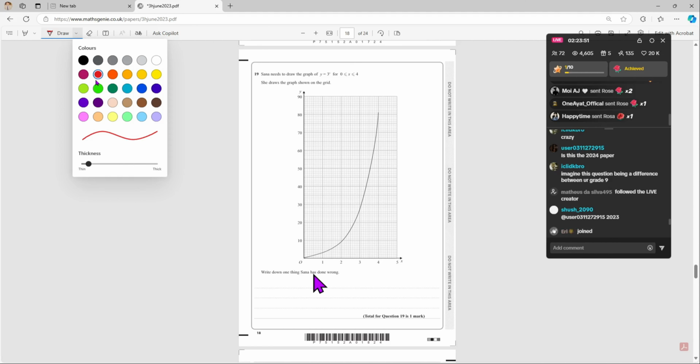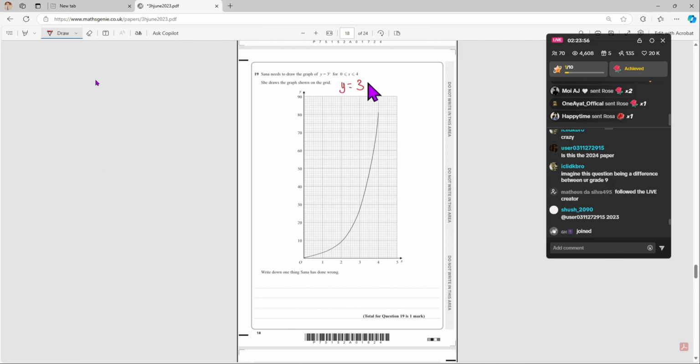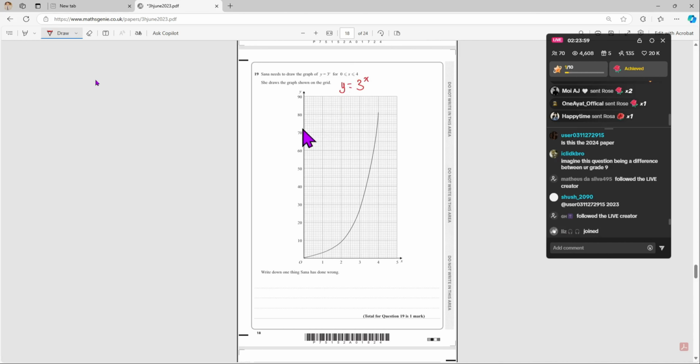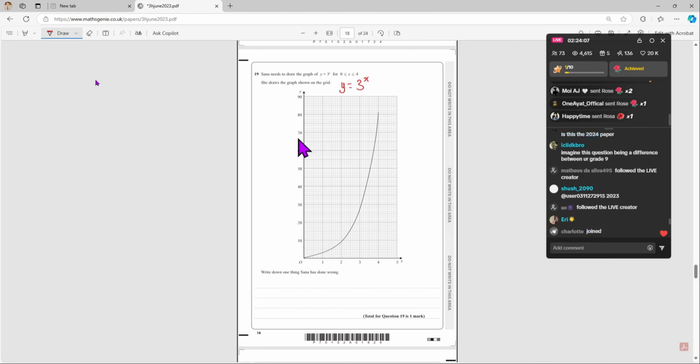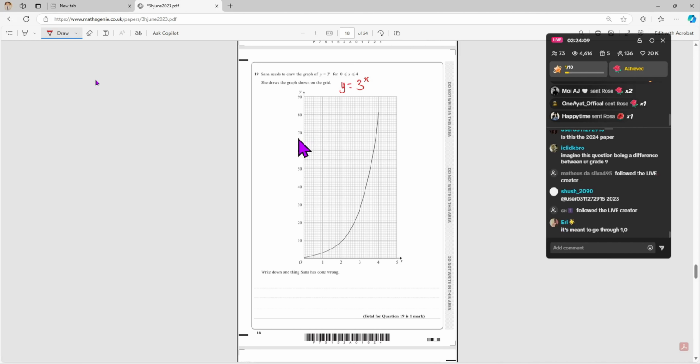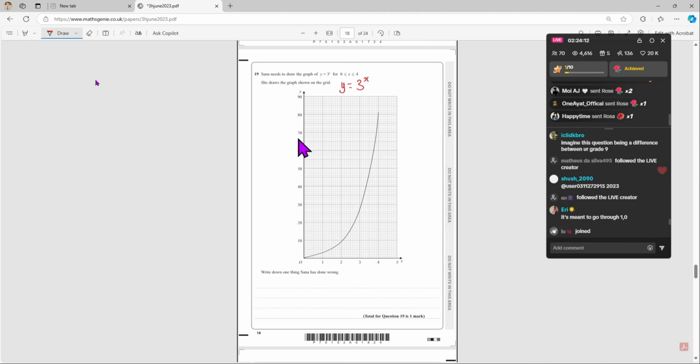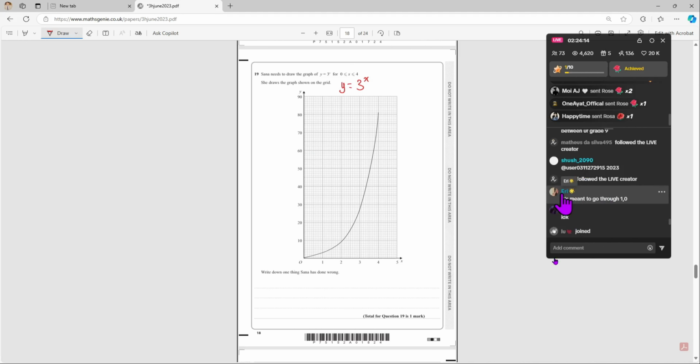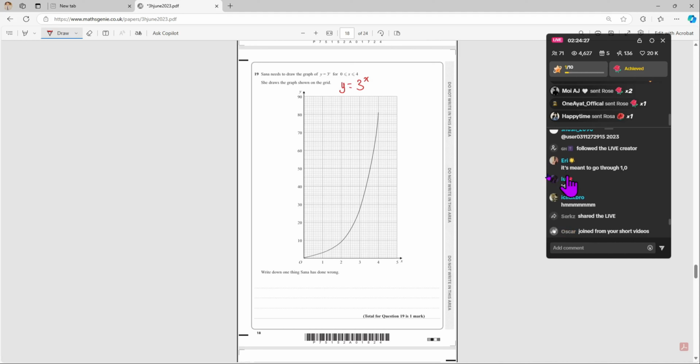So we have y is equal to 3 to the power of x. What has she done wrong? So Eri, I hope I pronounced it correctly, you got the right numbers, but you're supposed to swap them around, okay? You got 1, 0, it's supposed to be 0, 1, okay?